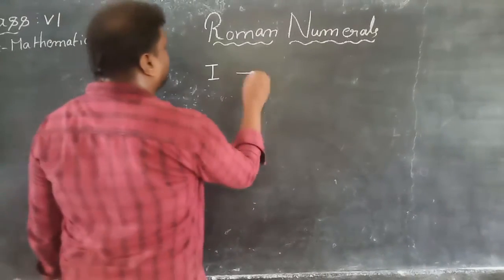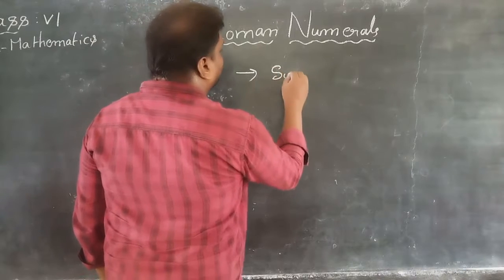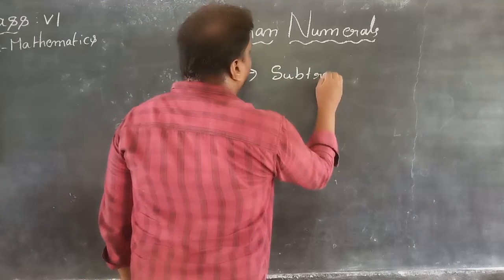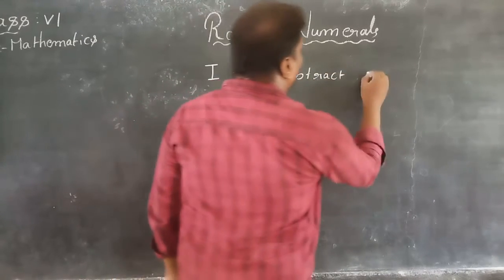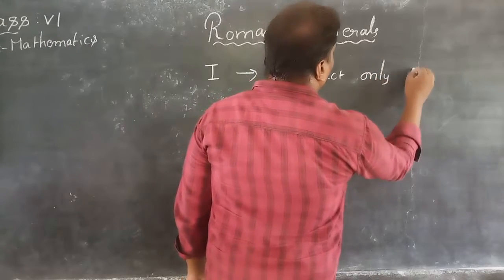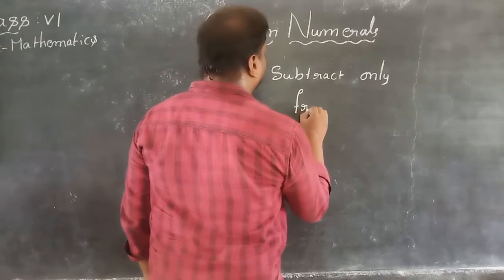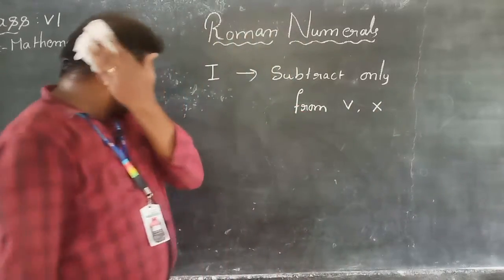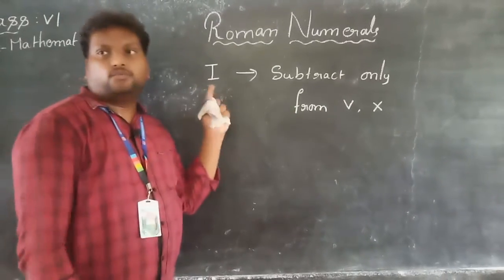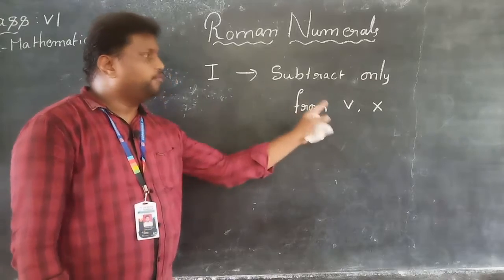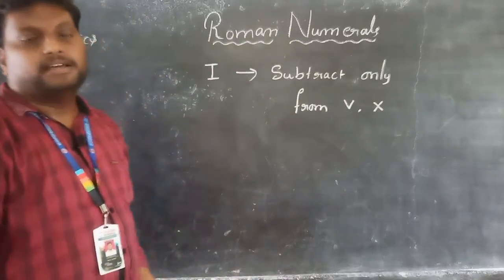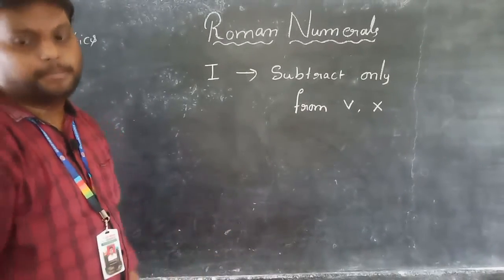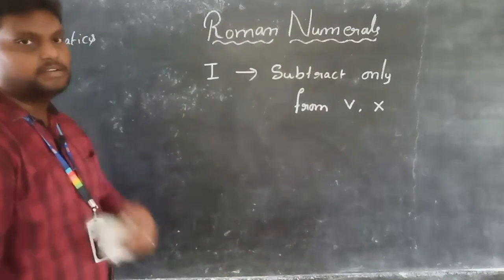Symbol I subtract only from V and X. I means what is the value? 1. 1 subtract only from V and X. Didn't use remaining numbers. Why? Because the value will change.